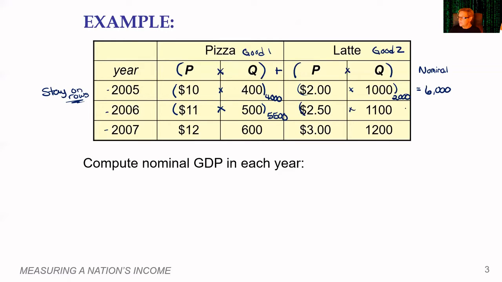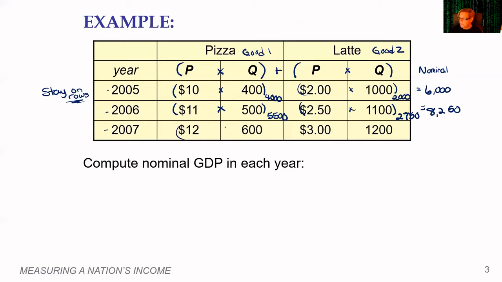250 times 11, I don't know off the top of my head, so let me grab my calculator. It's hard getting old because you have to look over your glasses all the time, but that's okay. How about 2,750? We're going to add that to the 5,500, and it gives us 8,250. Again, this is nominal. It includes inflation.